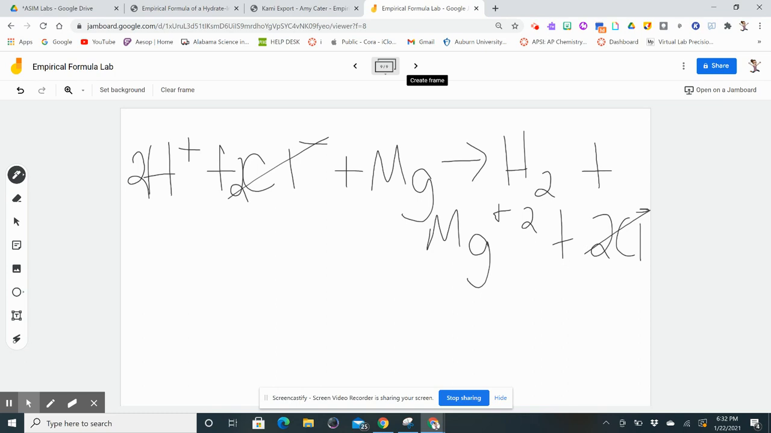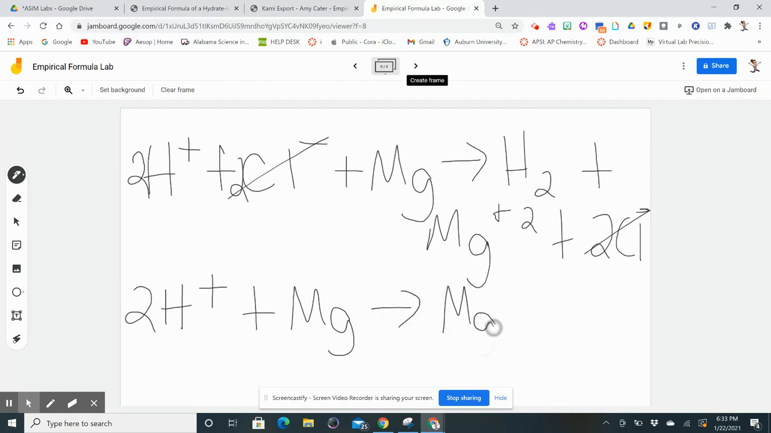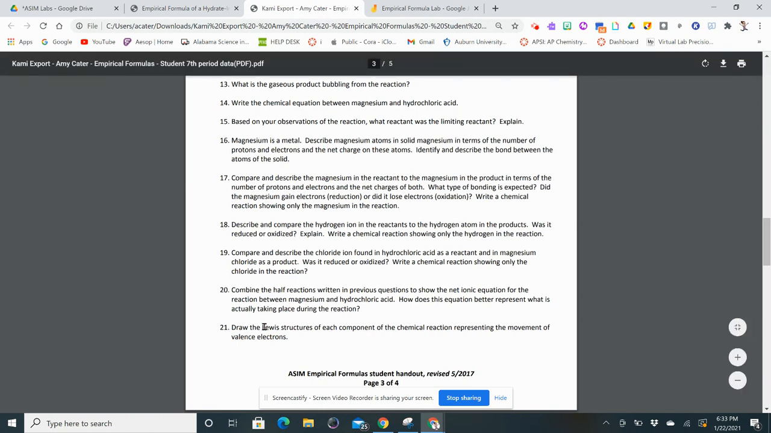Okay. Just like in math, when you have the same number on both sides, it cancels out. So the actual equation is going to be the hydrogen ion plus the magnesium goes to magnesium 2+ and H2. Those are the things that actually change in the reaction. The chlorine's still there. It's on the left side and on the right side both. So it's still there. It didn't change. But these are the only things that actually changed. Okay. So that was number 20.